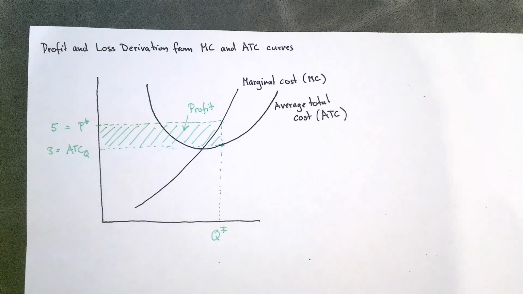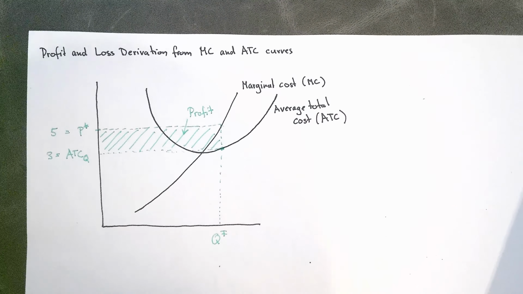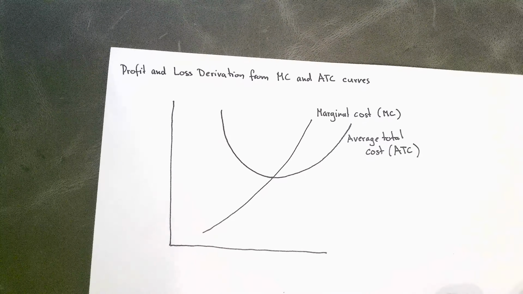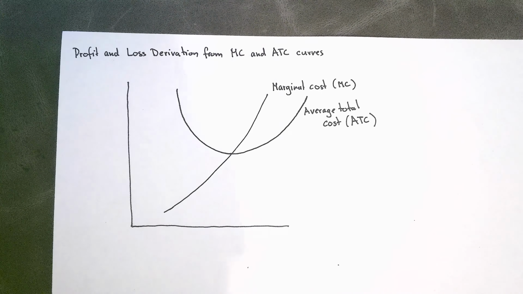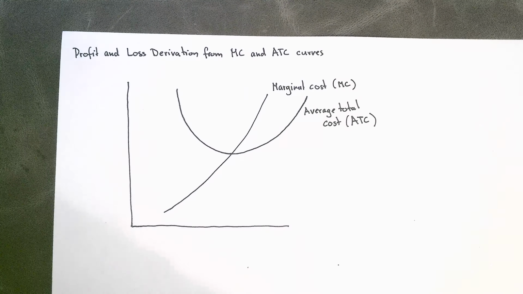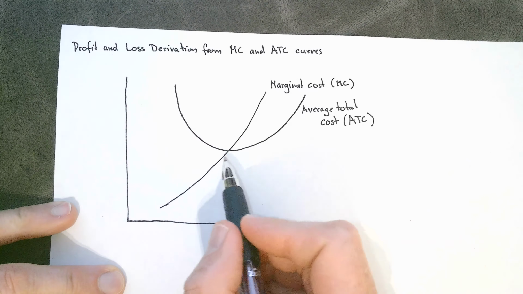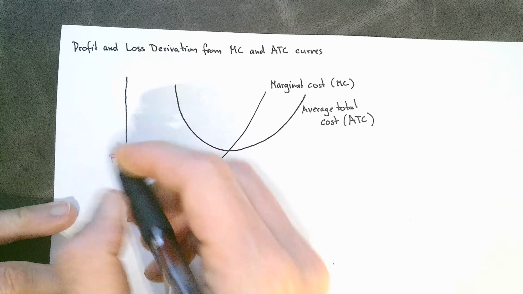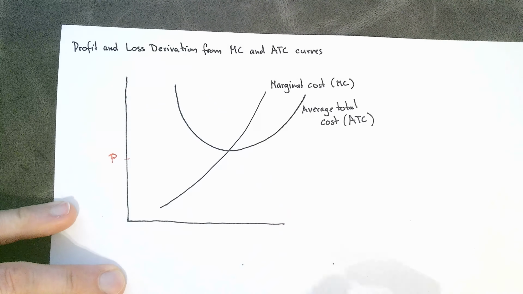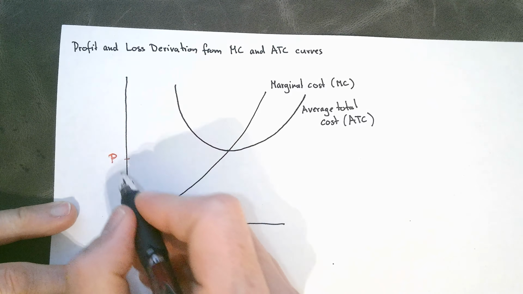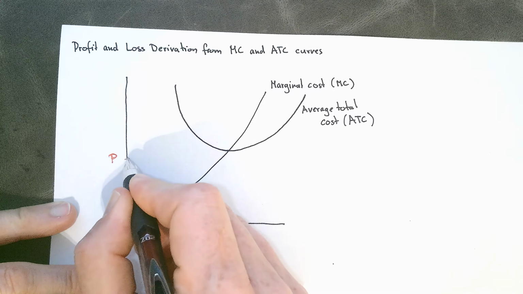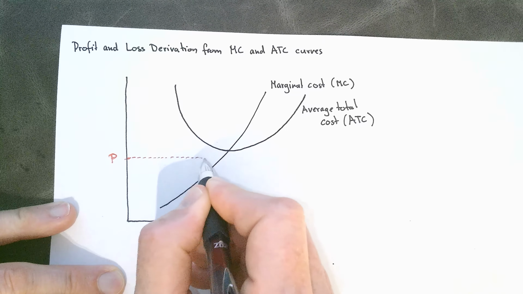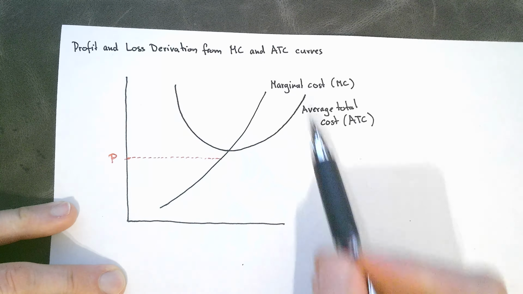Now, compare this to the situation where we have, again, the marginal cost curve and the average total cost curve. And now imagine that the price is actually below the average total cost curve. So imagine a price which is here. So then again, the producer sets the price equal to the marginal cost function.